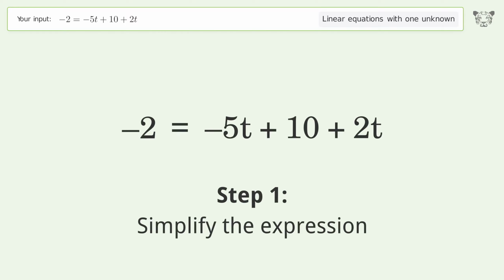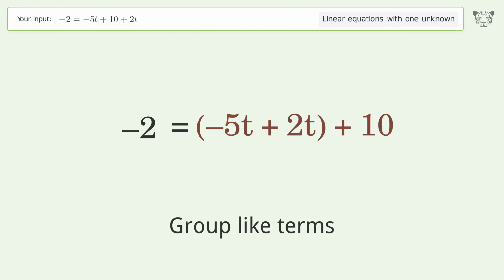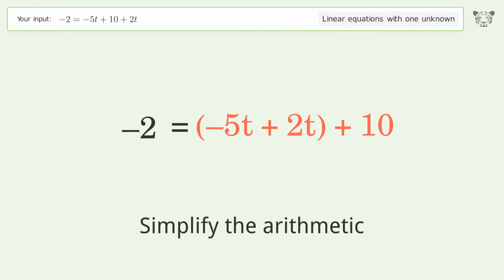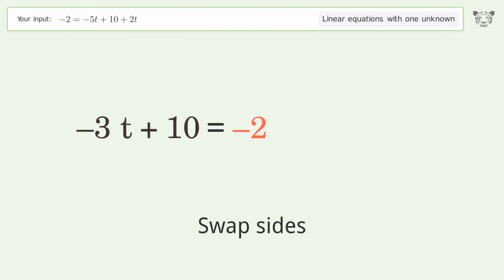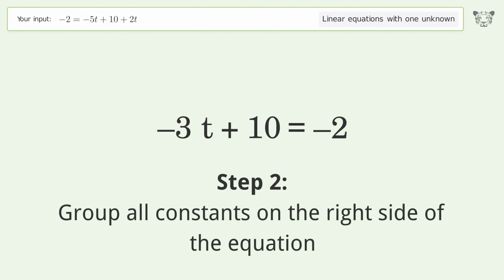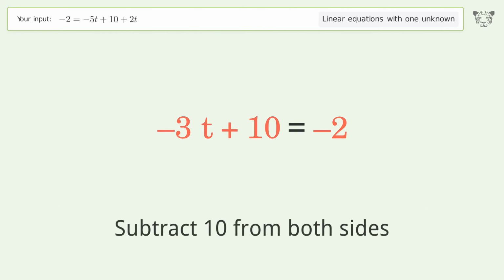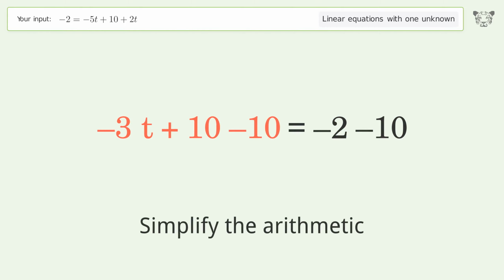Simplify the expression. Group like terms. Simplify the arithmetic. Swap sides. Group all constants on the right side of the equation. Subtract 10 from both sides. Simplify the arithmetic.